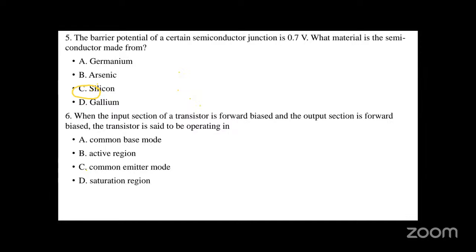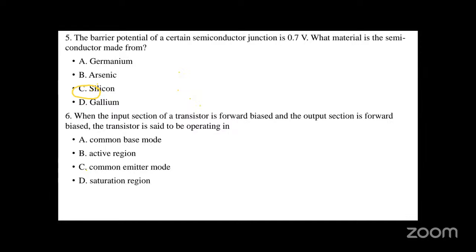Now we have 3 modes of operating a transistor. We have the active mode, which is when the input section is forward bias and the output section is reverse bias. And that is the configuration or operation for amplification. When we want to amplify a signal, we ensure that the transistor is connected in active mode. Input forward bias, output reverse bias.